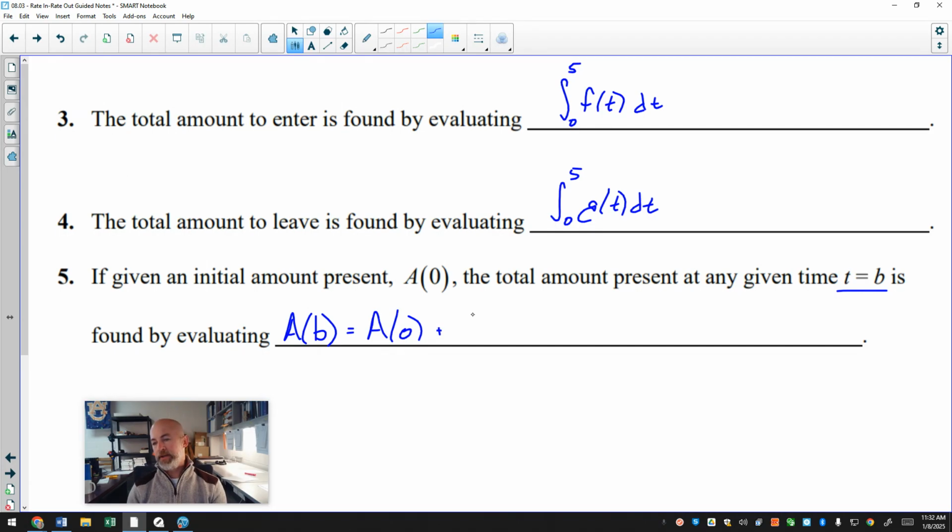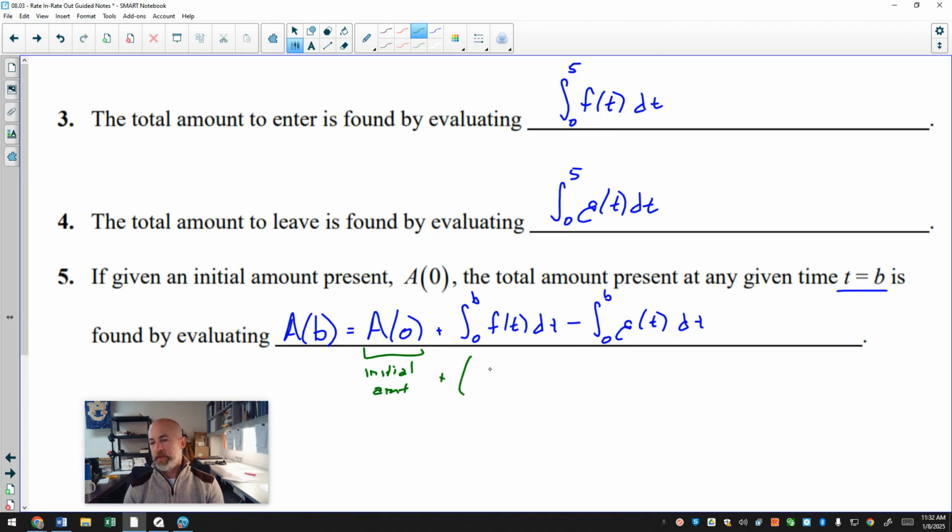So I need to add the antiderivative from 0 to b of f of t. That's the number of people who entered, or the number of things that entered, minus, and I need to take away the number that left. That'll be 0 to b of g of t. That is our initial amount, plus the number that went in, minus the number out.